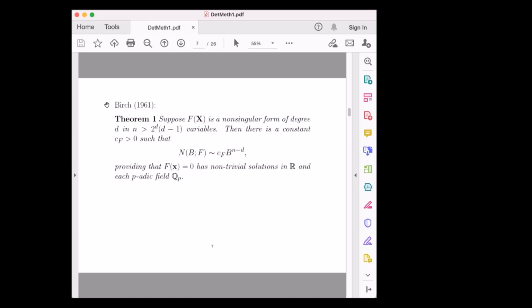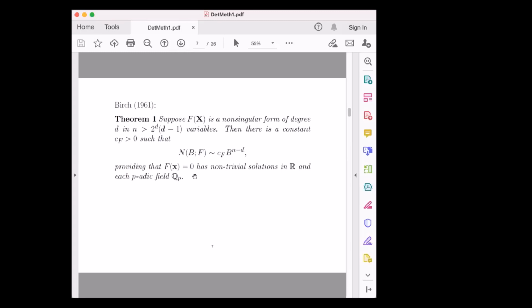Well, to back that up, there is a famous theorem due to Birch, dating from 1961. And it says that if capital F is a non-singular form of degree d, and the number of variables is pretty large, more than 2 to the d times (d minus 1), then there is a positive constant, depending on the form F, such that the growth rate N(B,F) is asymptotically that constant times B to the n minus d.